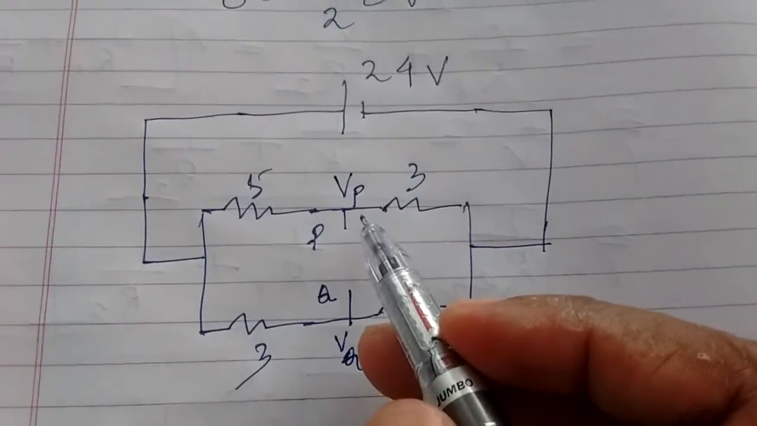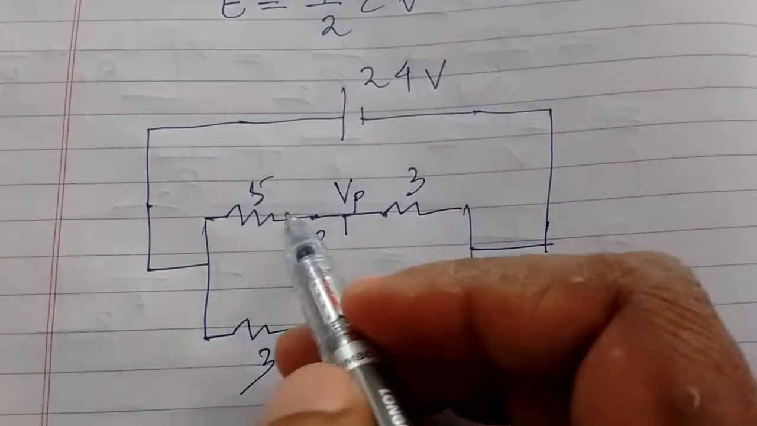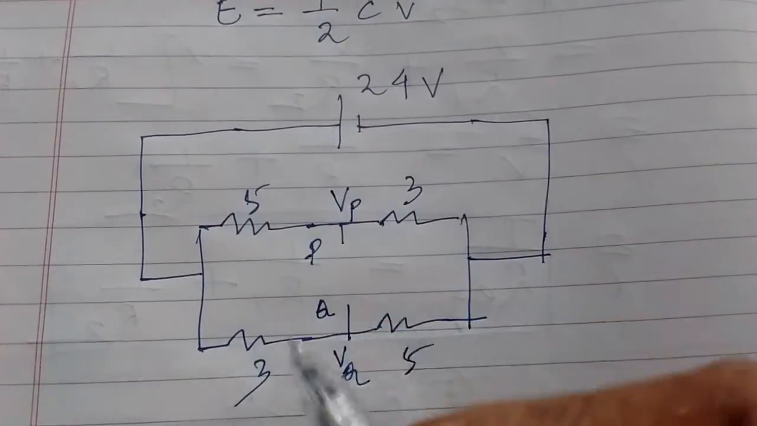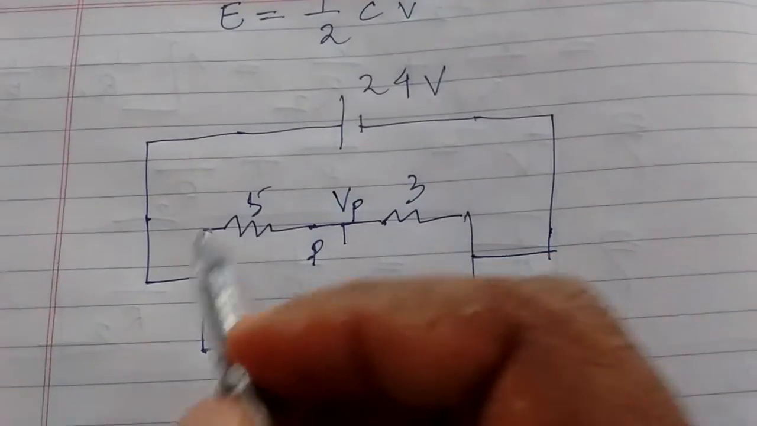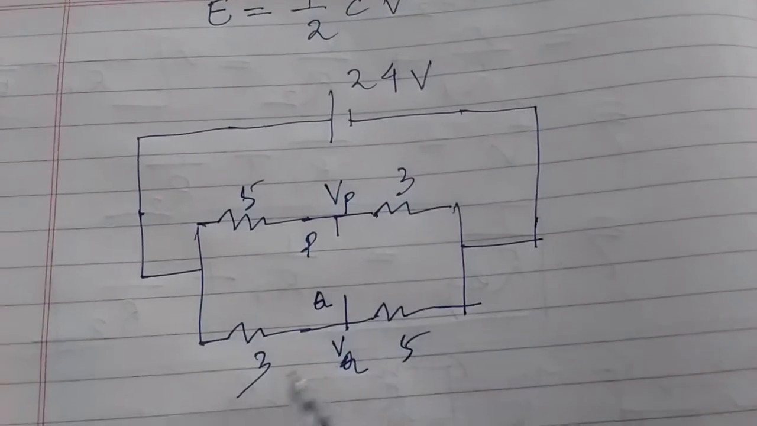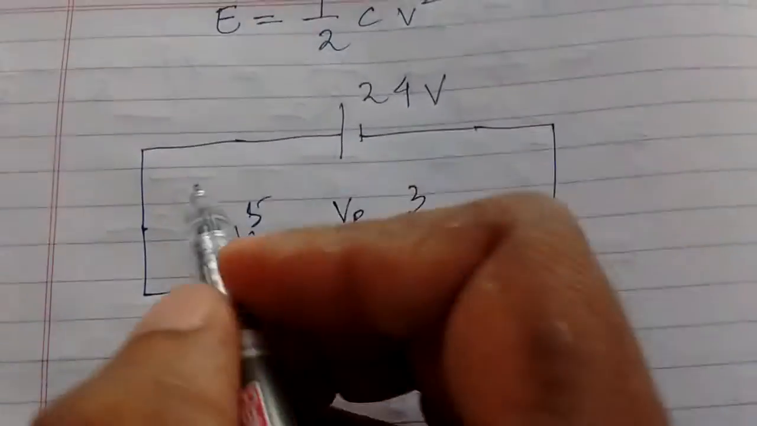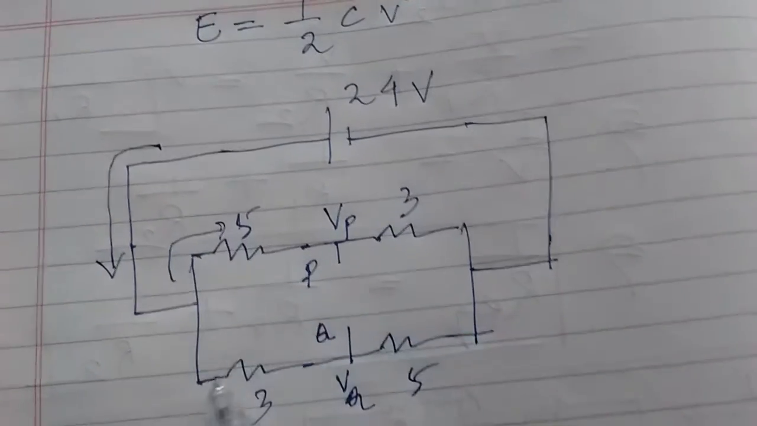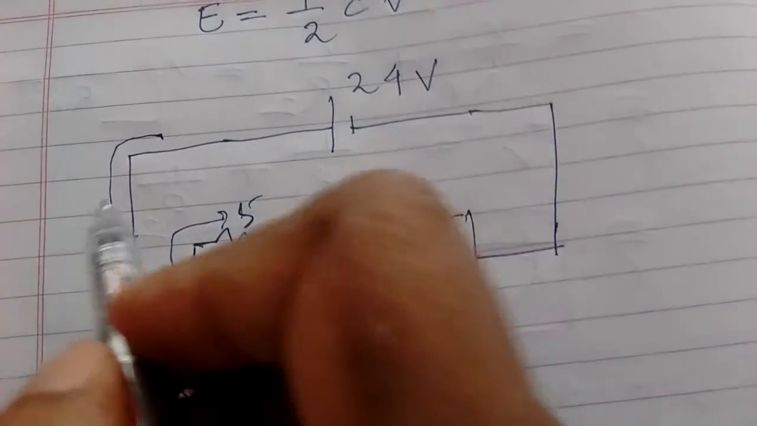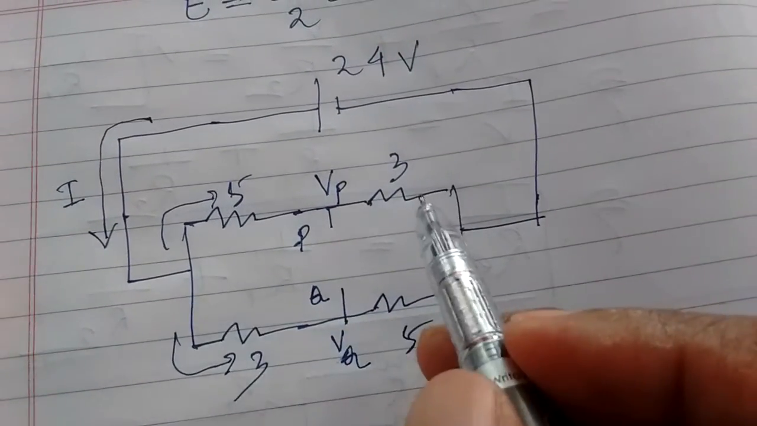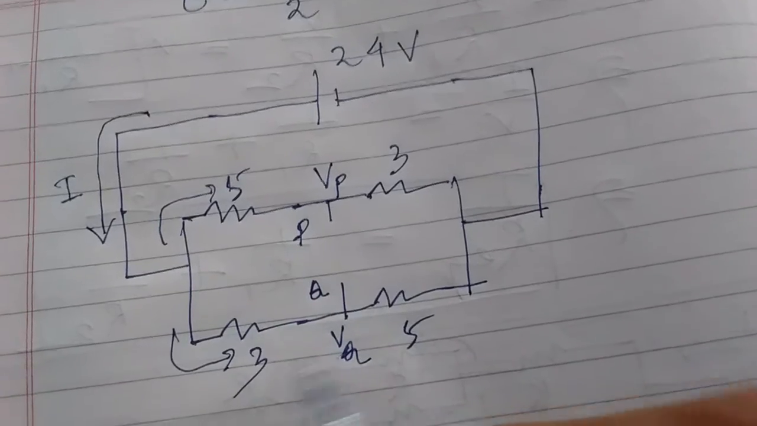To determine the potential at this point, we first have to determine the current through these resistors. Only then can we determine it. So to get the current through the circuit, first draw the equivalent resistance of this total circuit. Here 5, here 3, 3, 5. Now the total current entering here will get divided here. This is the total current I. It is getting divided here. One part goes through 5-3 and another part goes through 5-3 also.